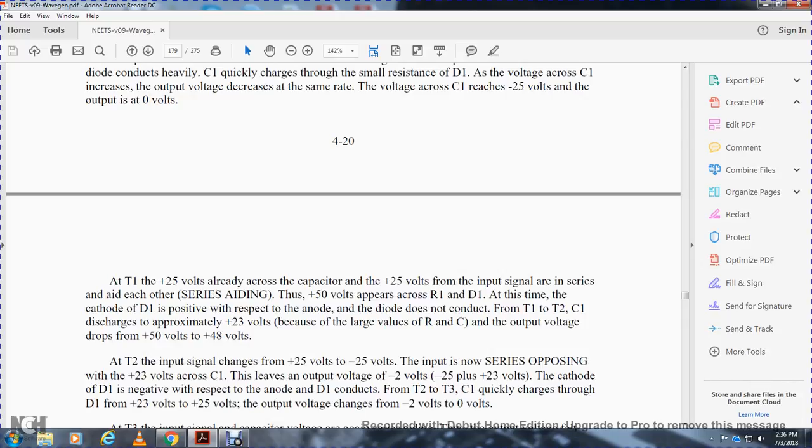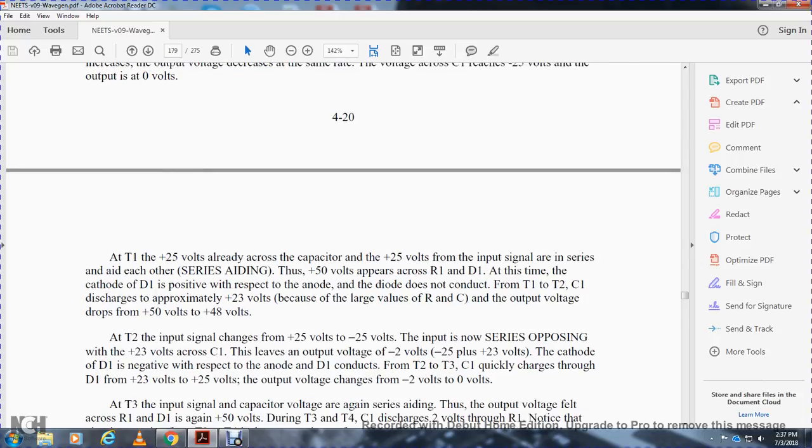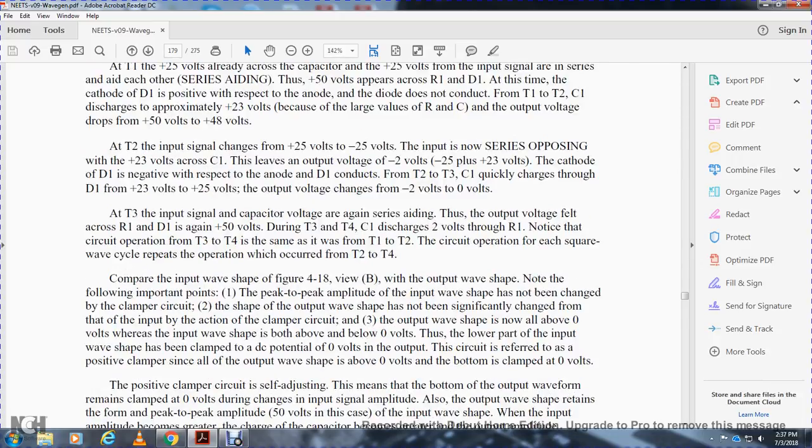At this time the cathode of diode 1 with respect to the anode, the diode does not conduct. From time 1 to time 2, capacitor 1 discharges approximately 2 volts, because of the large value of the resistor and capacitor, so the output voltage drops from 50 volts to 48 volts. At time 2 the input signal changes from positive 25 volts to negative 25 volts.